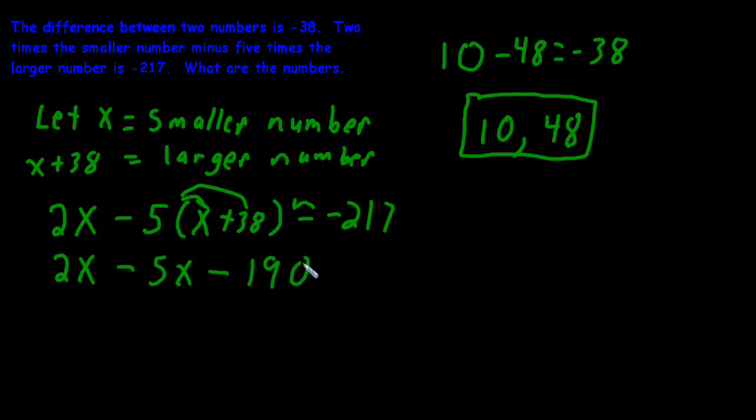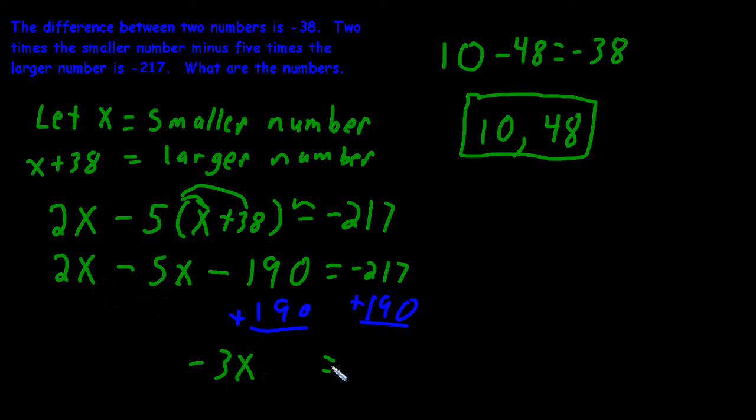Equals negative 217. I'll add 190 to each side. Get my constant on one side, and I'll have my variables on the other. Let's see, 2x minus 5x, that's negative 3x. And if I add here, that's negative 27. And I need to divide both sides by negative 3 to get x by itself. And so I'll do that.